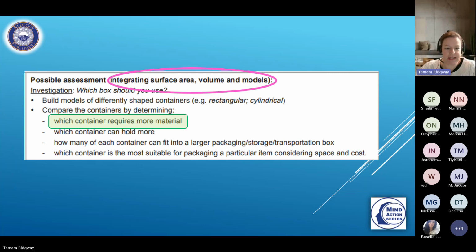Okay, so possible assessments, integrating our surface area: which container requires more material. Those wonderful questions where we test surface area by asking, say, how much wrapping paper do we need? If I want to put a label on this, what's the maximum size of the label? It's all great because we're still working with surface area and we are still adhering to all of the points mentioned in the CAPS document.